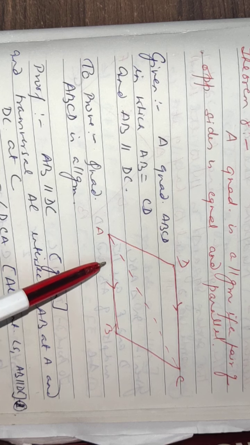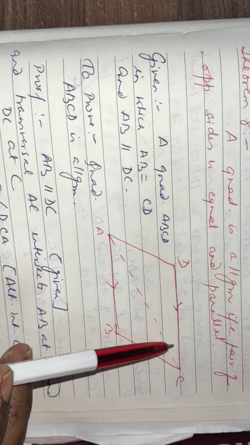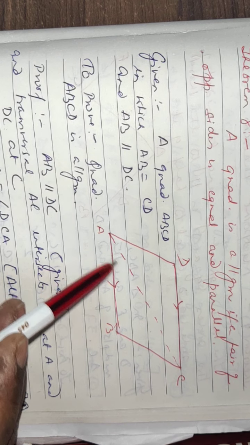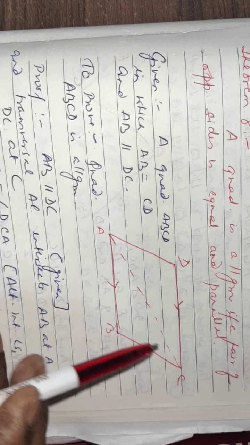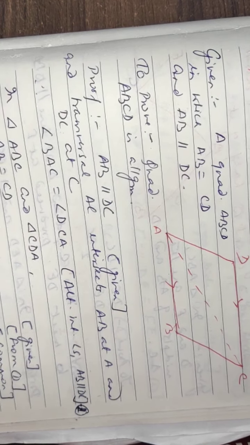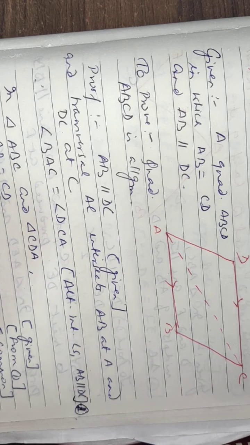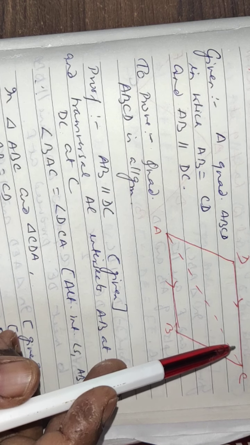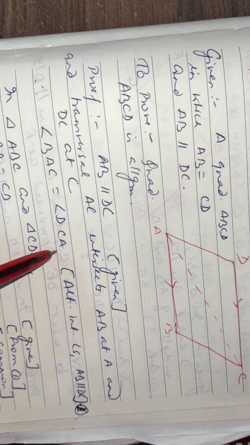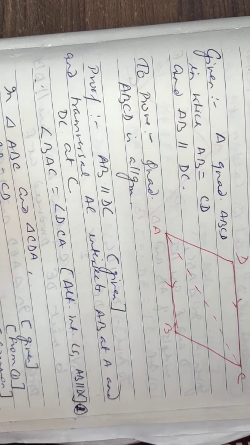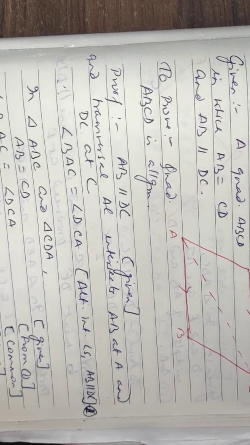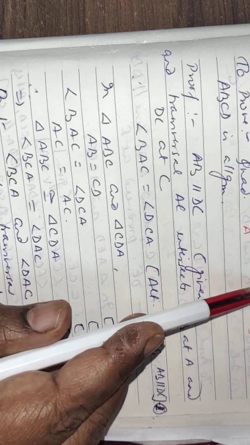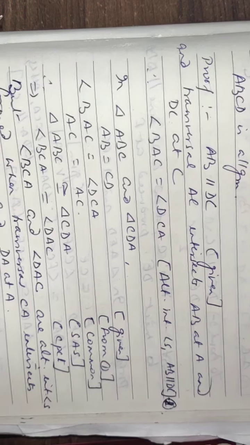Now let us prove it. Since AB is parallel to DC given, cut by transversal AC, therefore angle BAC, this angle, is equal to angle DCA, alternate interior angles. Now in triangle ABC and triangle CDA, AB equals DC given, angle BAC equals angle DCA from 1 which we have just found out, and AC equals AC common. Therefore, the two triangles are congruent by SAS congruency rule, side angle side congruency rule.